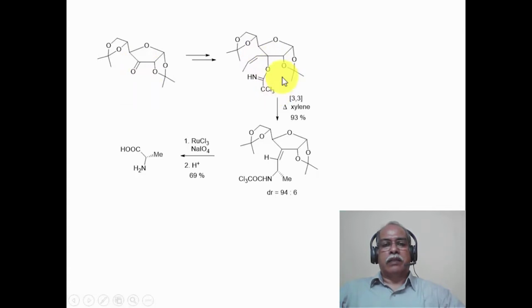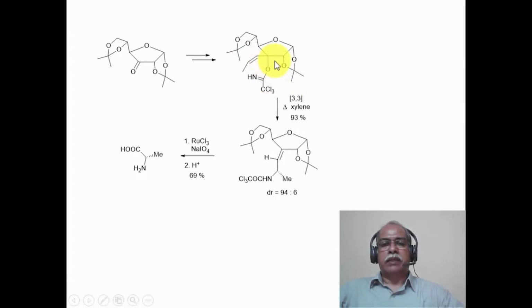The tertiary alcohol is captured in the form of a trichloroacetamidate derivative. The trichloroacetamidate derivative undergoes a 3,3 sigmatropic rearrangement. It is more or less a Claisen rearrangement, except instead of a vinyl derivative, this is an iminol kind of derivative that is formed in this particular case. Iminoether is the derivative that is formed in this particular case.